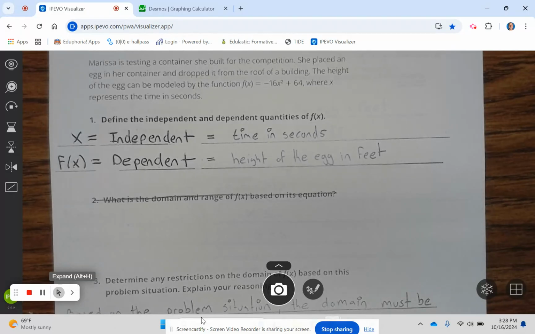1. Define the independent and dependent quantities of f of x. x is the independent quantity, which is the time in seconds. f of x is the dependent quantity, which is the height of the egg in feet. All right, go ahead and mark out 2.